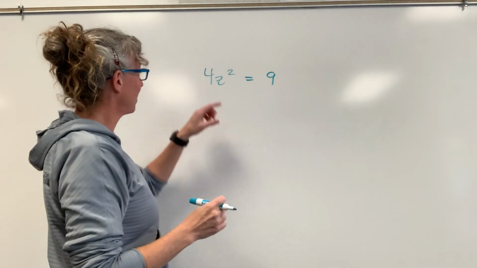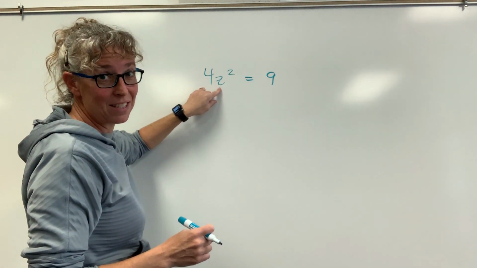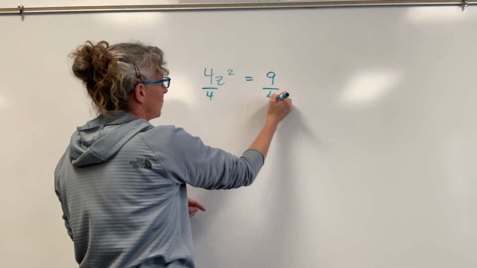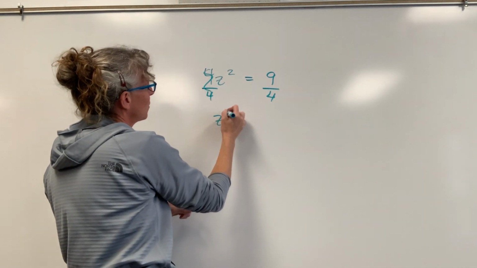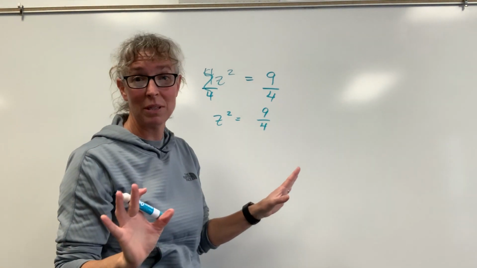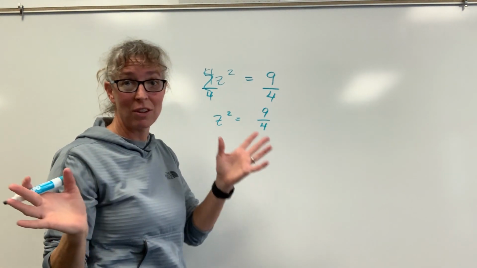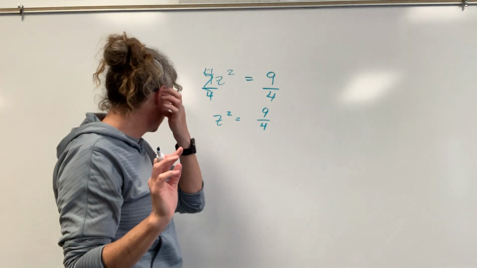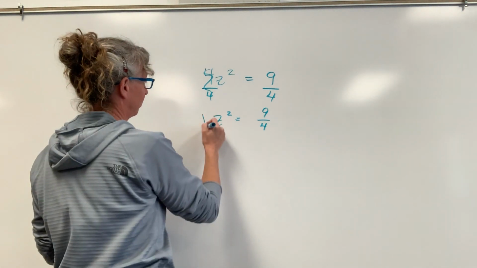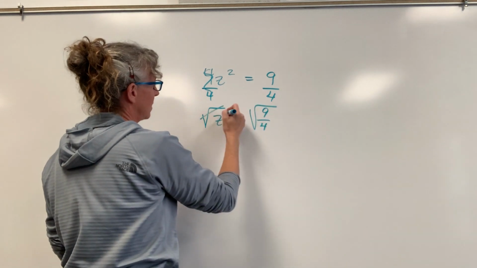So to get rid of a 4 that's next to the z squared, we need to divide by 4. So we're going to divide by 4. Z squared is going to equal 9 over 4. No problem. It's a fraction. Don't be scared. It'll be fine. You have those great calculators. It's no problem. To get rid of a square, we have to square root. We'll square root both sides.